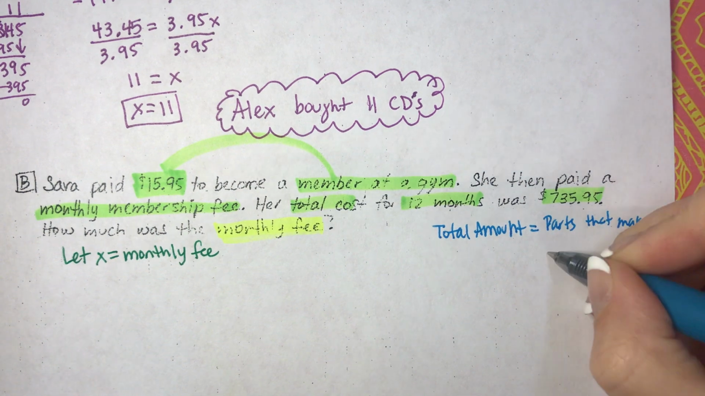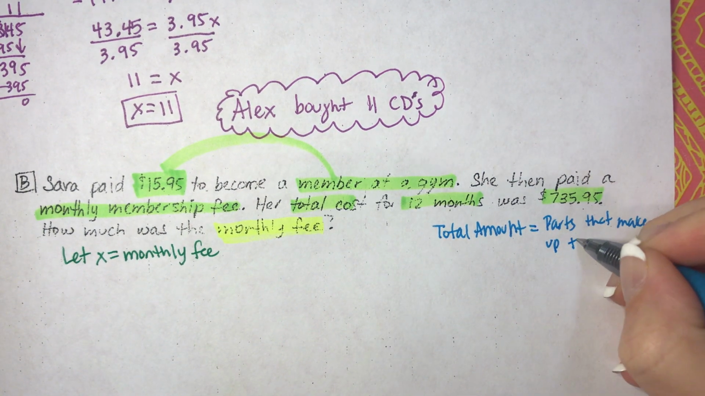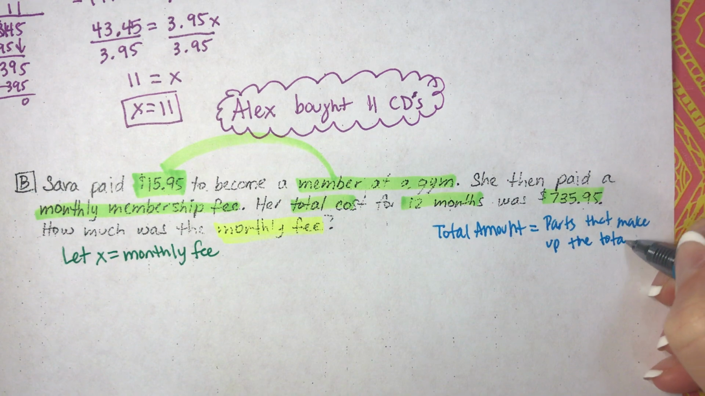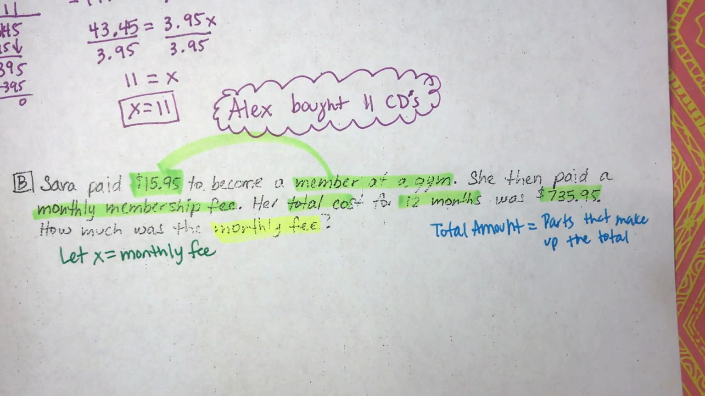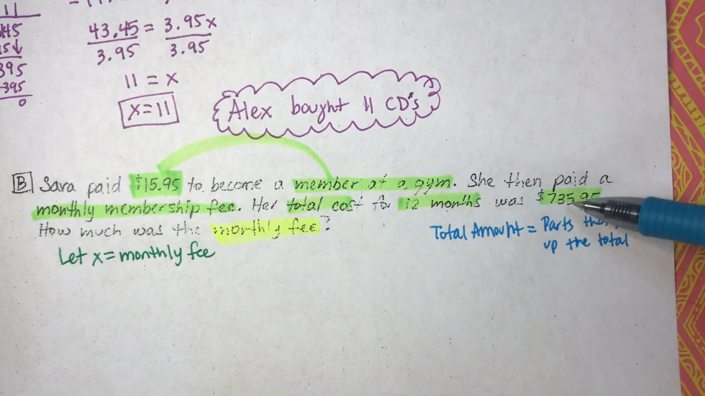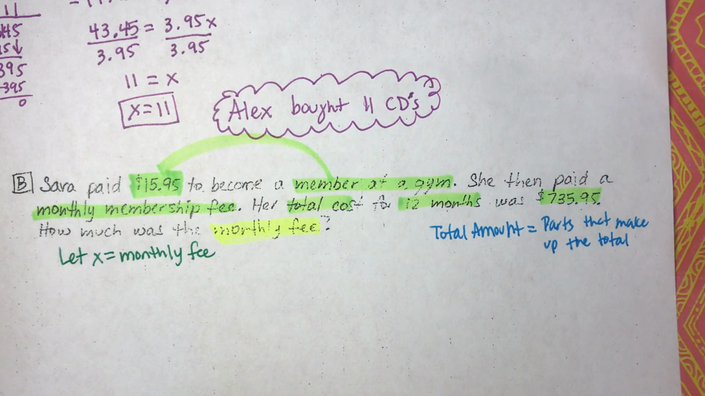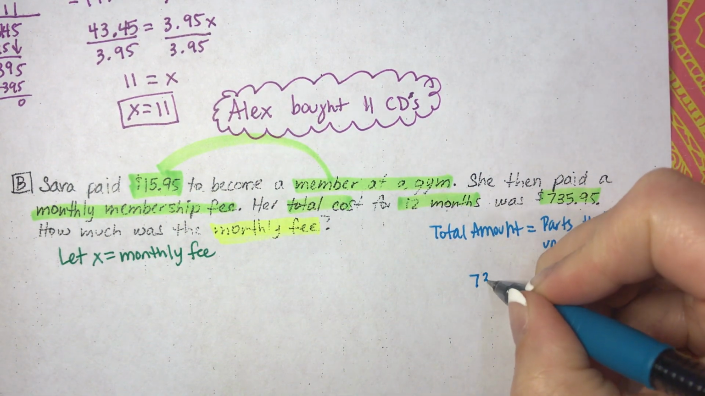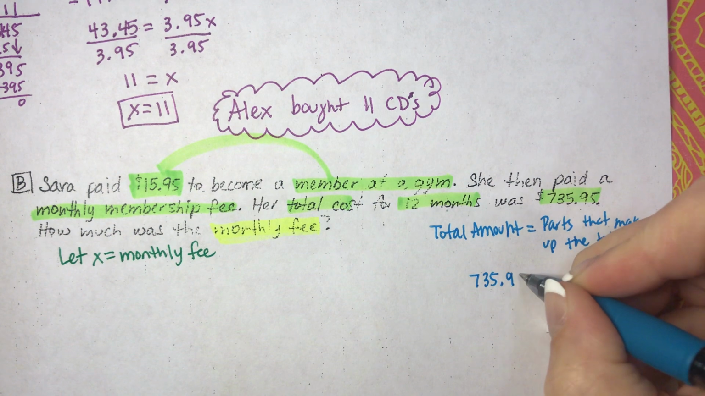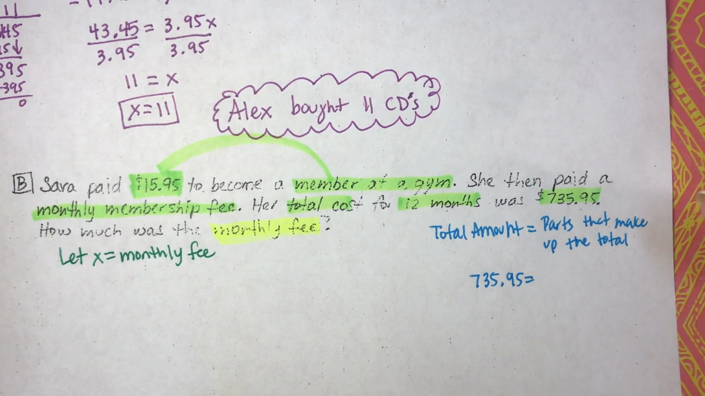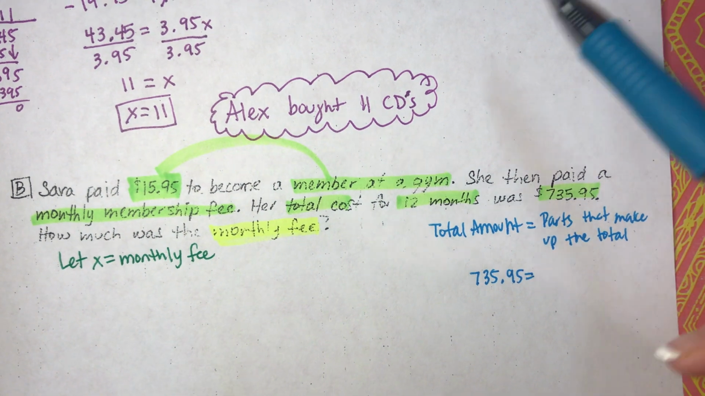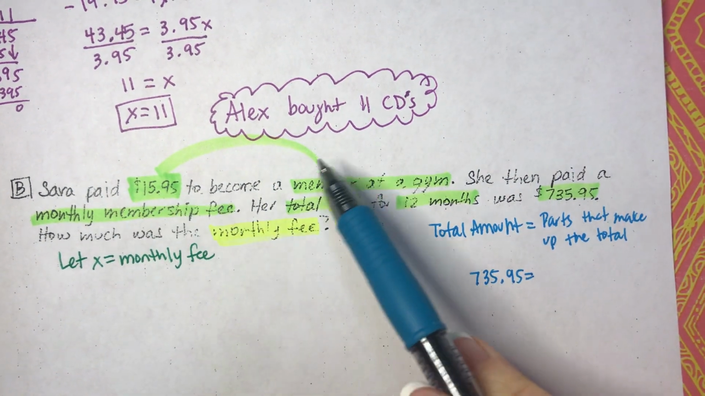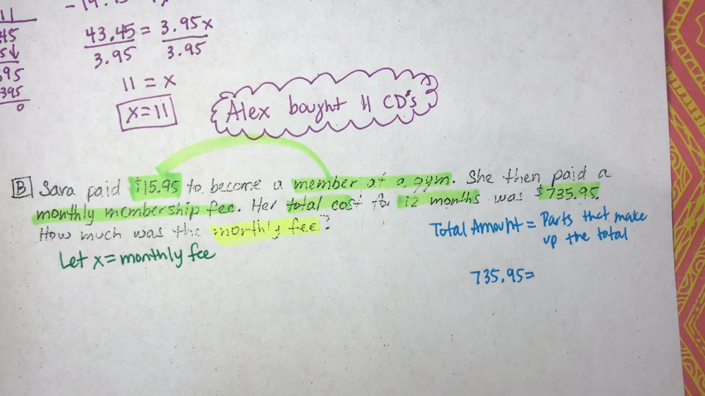And you just add them all up to get the total. Okay, so first, let's try to figure out what is the total amount. So it says her total cost for 12 months was $735.95. So that is our total amount, $735.95. And that's going to be made up of the parts. So now we have to determine, well, what are the parts? Well, first it says Sarah paid $15.95 to become a member of a gym. So that's one part, right?